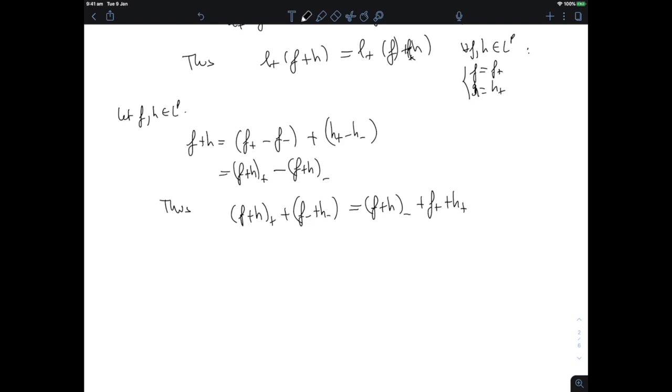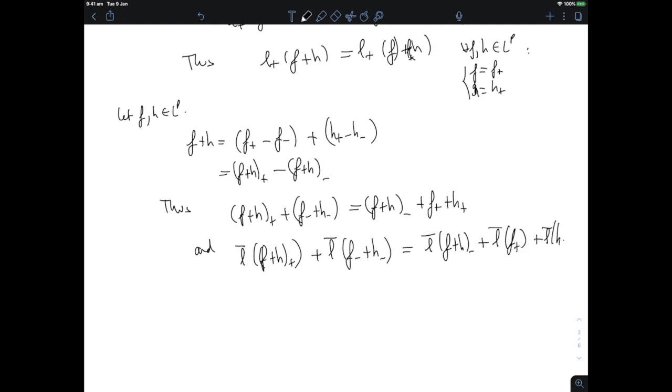Right. So now these are all positive elements. I could apply L bar to that, and I get that L bar of F plus H plus, plus L bar of F minus plus H minus is equal to L bar of F plus H minus plus L bar of F plus L bar of H plus. I'm using the linearity that I got in step 1. I should have called that step 2, I suppose.